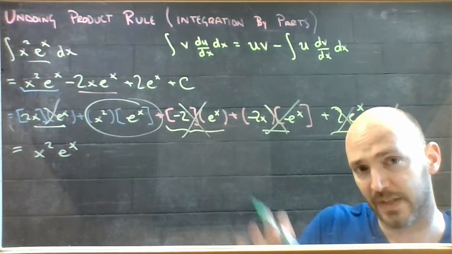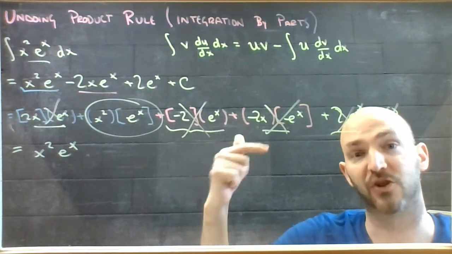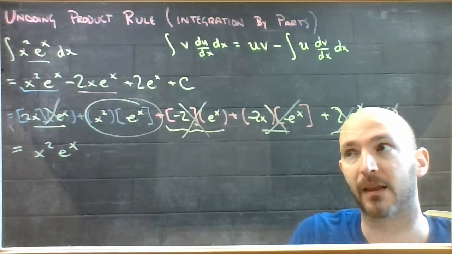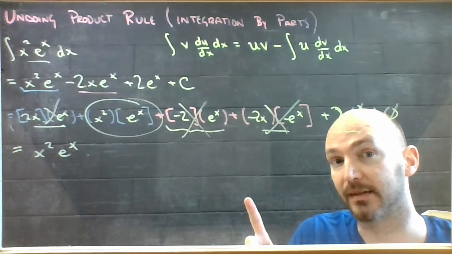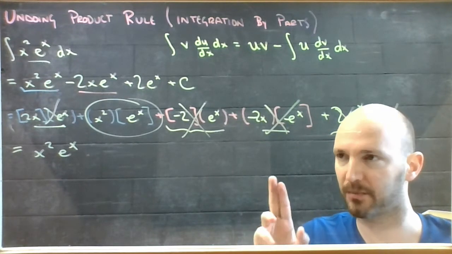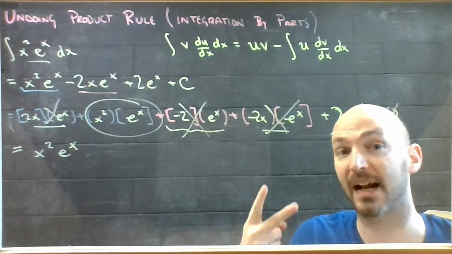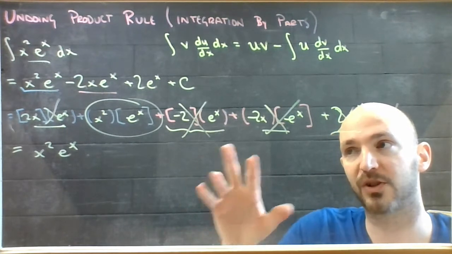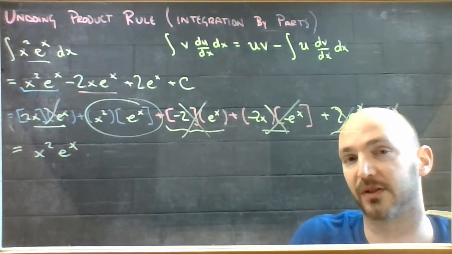So to do this one, I had to identify that the polynomial was the one I should try grinding away. And after I'd applied my integration by parts formula once, I still had an integral that had a product rule in it. So I had to use the integration by parts tool a second time in order to generate the full integration of this particular function.